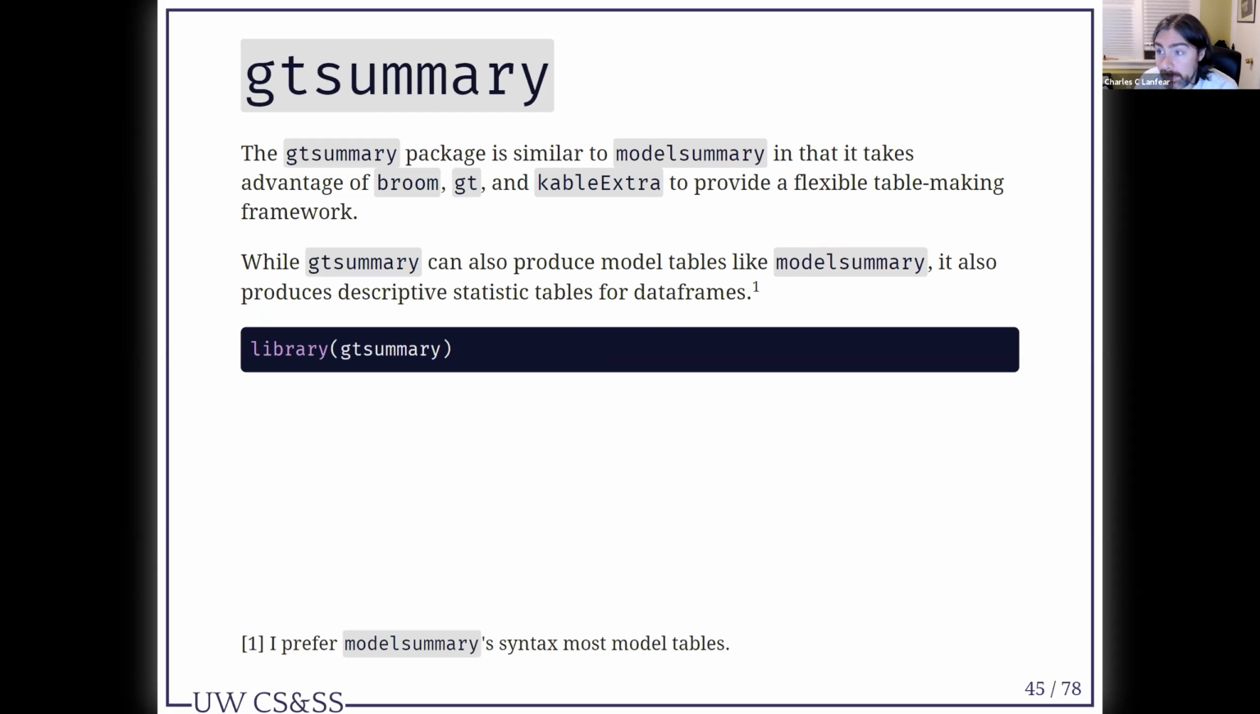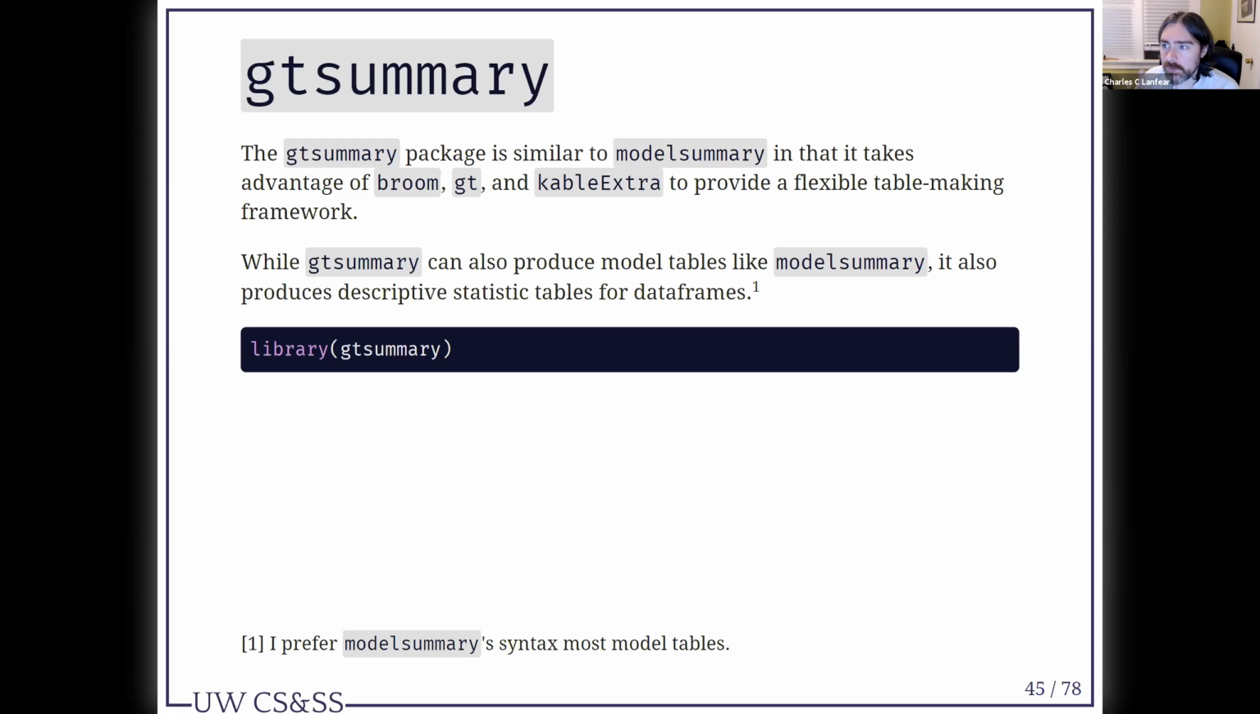So another package is GT Summary. GT Summary is very similar to Model Summary. In fact, it works in a similar way. It works with Broom, GT, and Cable Extra to do flexible tables, okay? So GT Summary can produce model tables like Model Summary, but it can also do descriptive statistic tables for data frames. So this is sort of the reason I'm showing you this and not just Model Summary.